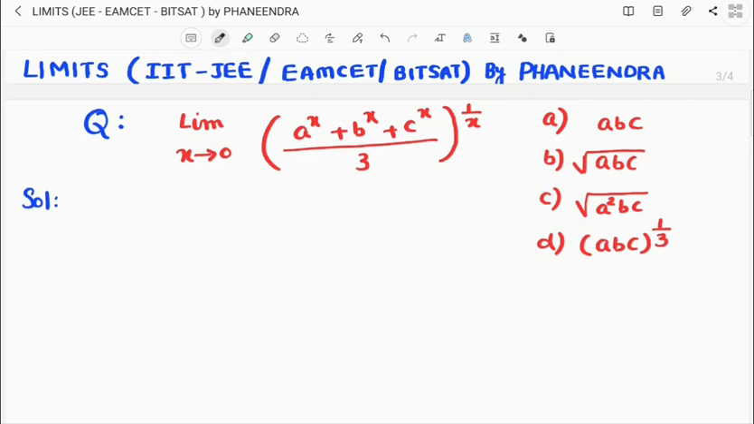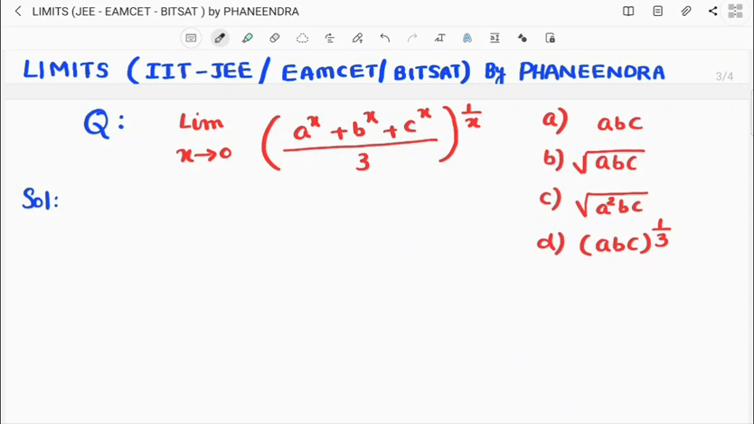So here, if we substitute x equal to 0, the given limit reaches 1 power infinity. Substituting x equal to 0 in the numerator: a^0 + b^0 + c^0, that is 1 plus 1 plus 1, which is 3. 3 by 3 is 1, and 1 by x means 1 power infinity.